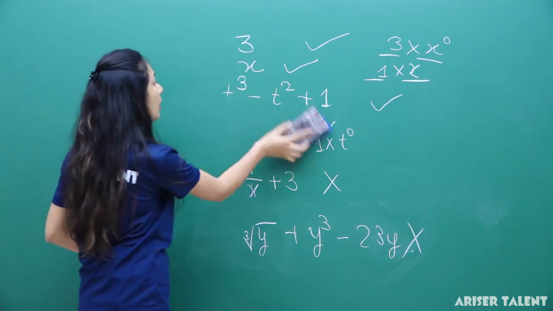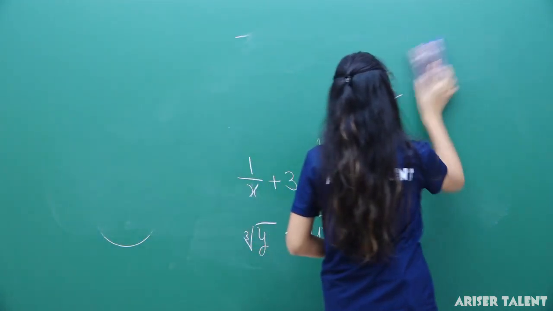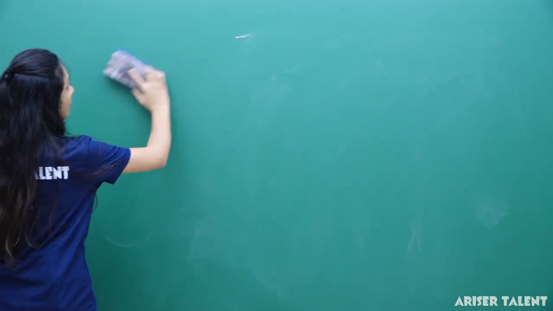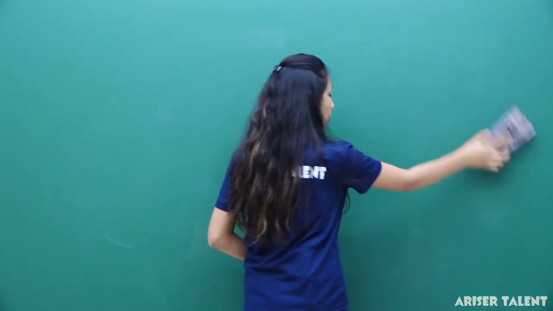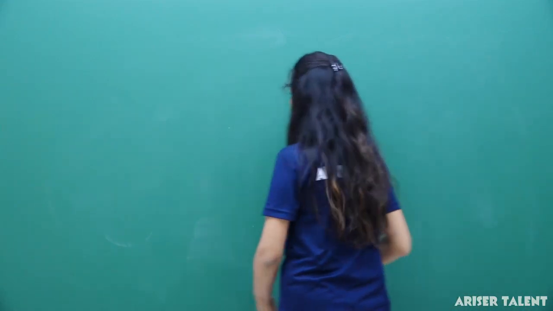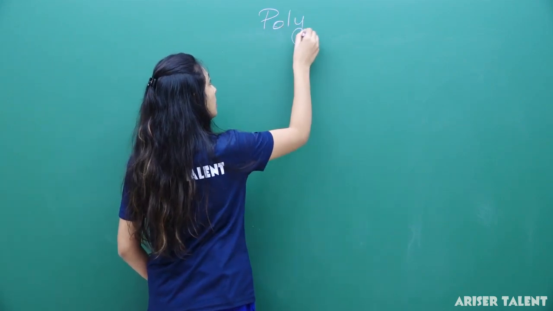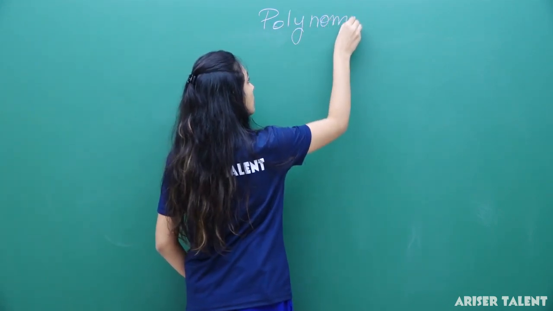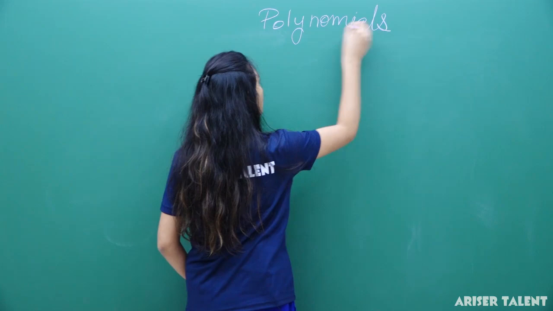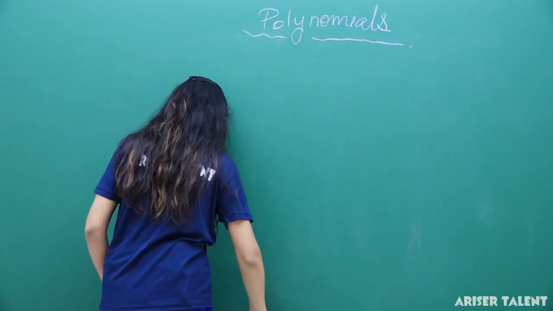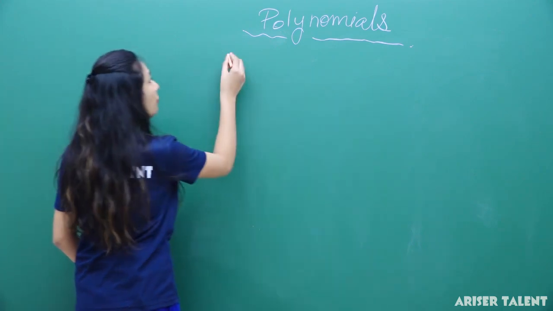So that was about whether a given expression is a polynomial expression or not. Now we will talk about the types of polynomial. This is our chapter number 2, and we are going to talk about types of polynomial.